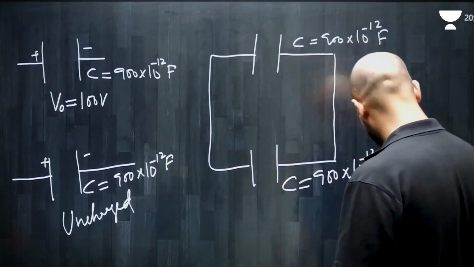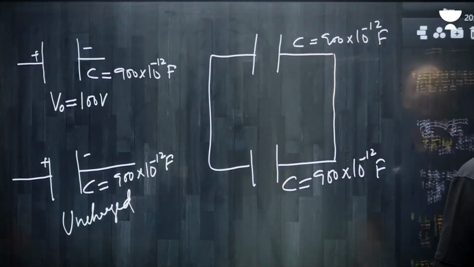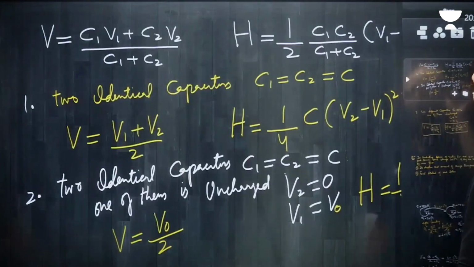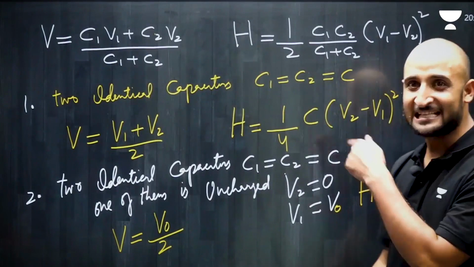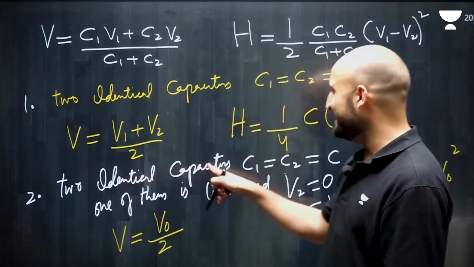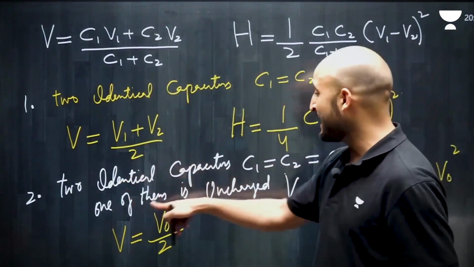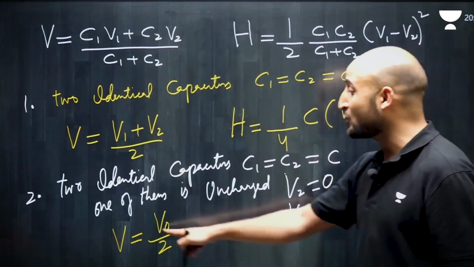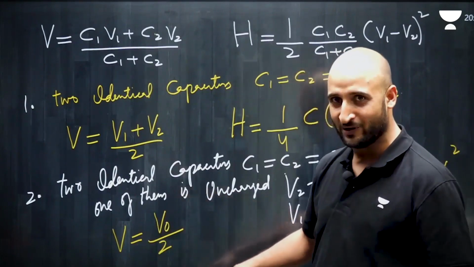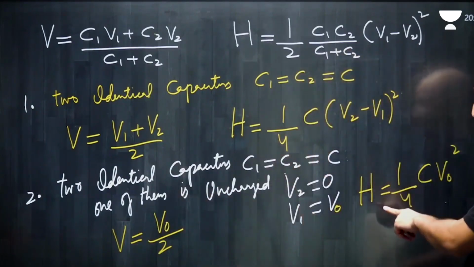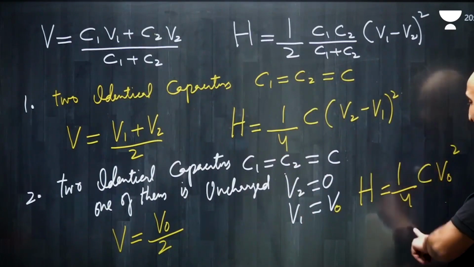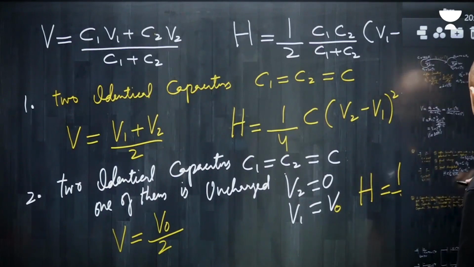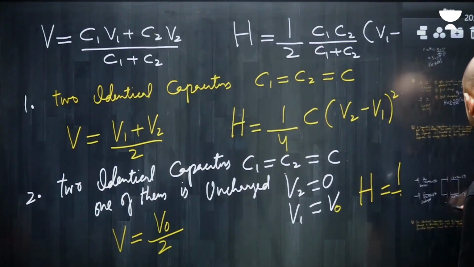Let me take you back to the case. Let me remind you what exactly I was talking about. Have a look here. Yes, these are the cases I wanted you to remember. Two identical capacitors, capacitance same. One of them is uncharged, that is V2 is 0. One is V1, that's V0. Then the common potential is going to be V0 by 2. Number two, heat dissipated is going to be 1 by 4 CV0 square. Come back to this.